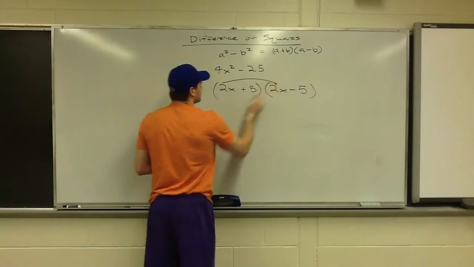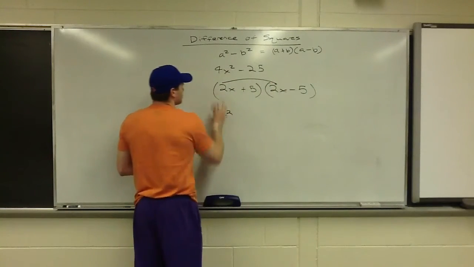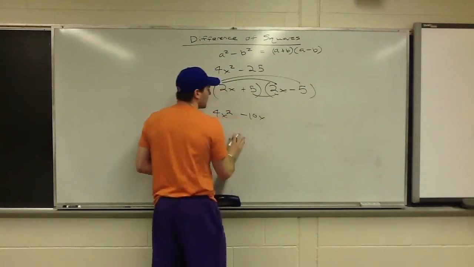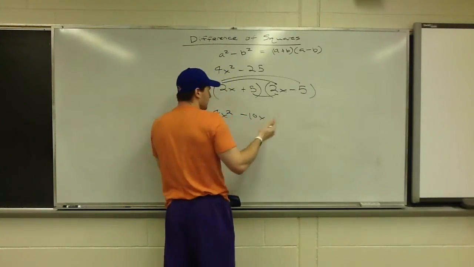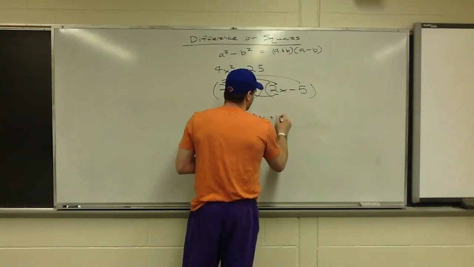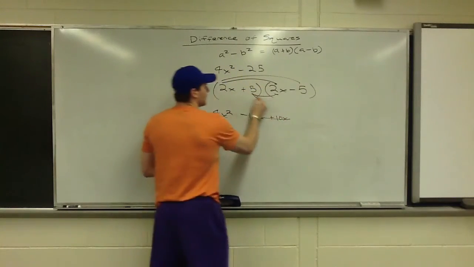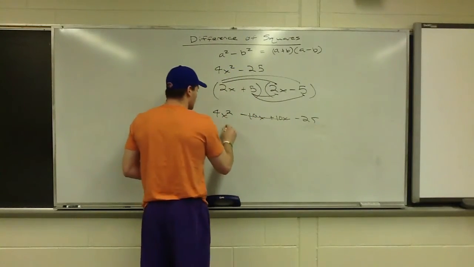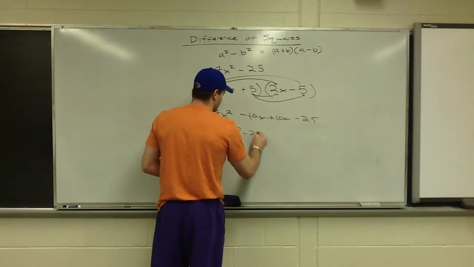And we'll see that our first arrow will give us our first term. Our second arrow and our third arrow, which usually are the result of combining our linear terms, cancel out. And our last arrow gives us that constant. So we have the result 4x squared minus 25.